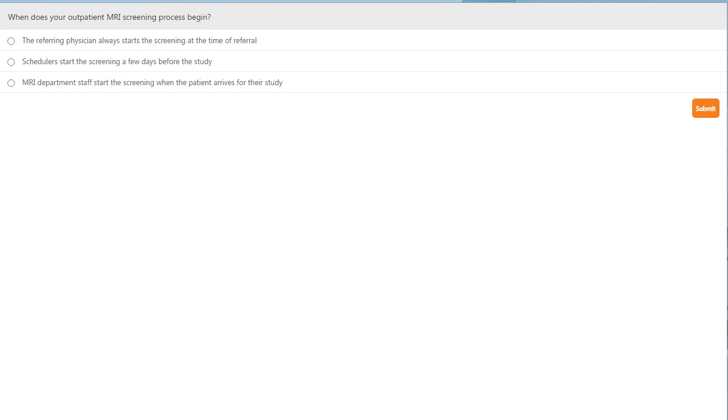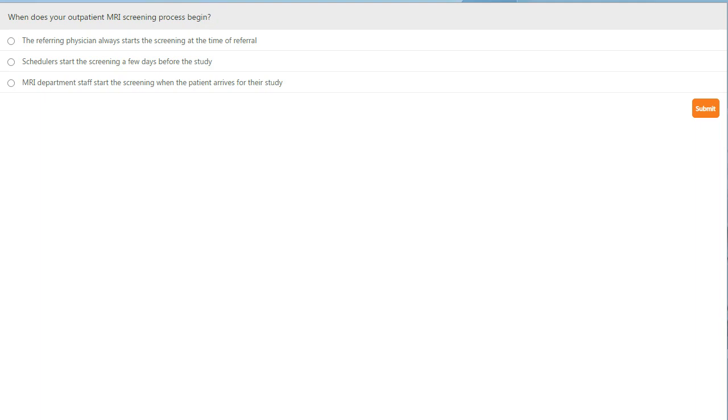Where, for your MR facility, where does an outpatient screening process begin? Does it begin with the referring physician at the time of referral? Does it start with the schedulers when they're calling the patient to make the appointment? Or does your screening process really only begin after the patient has arrived at the site on the day of their study? Click the button that best corresponds, then hit the submit button on the right. I'll give you 5, 4, 3, 2, 1. Excellent. Click and submit, and moving on.